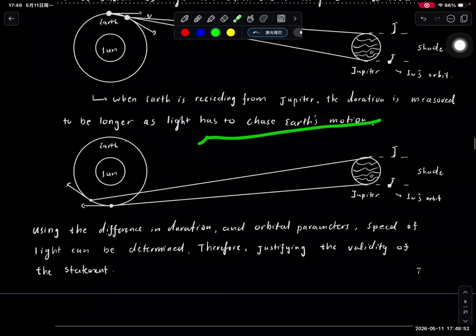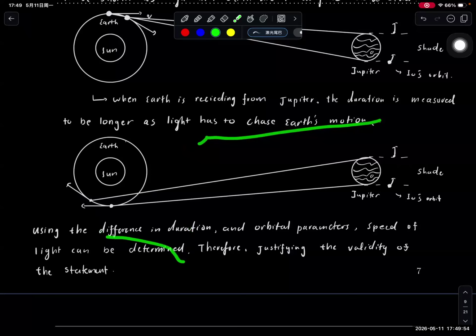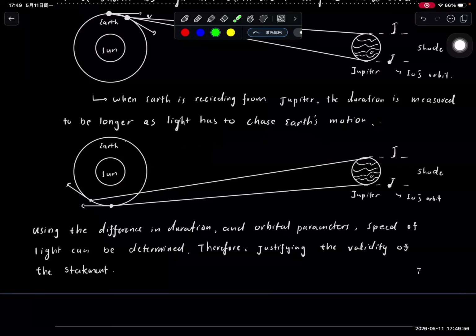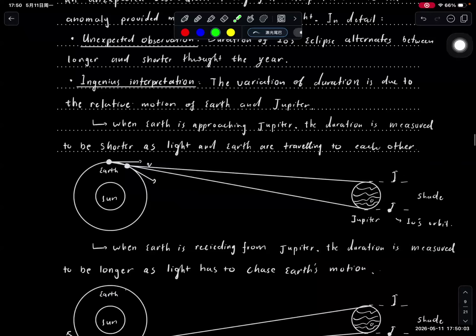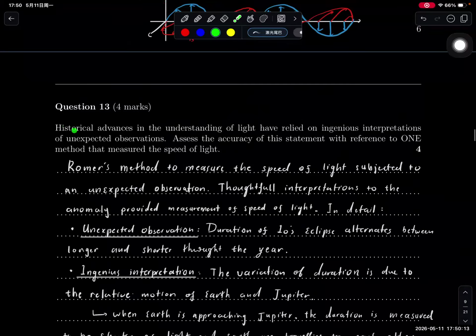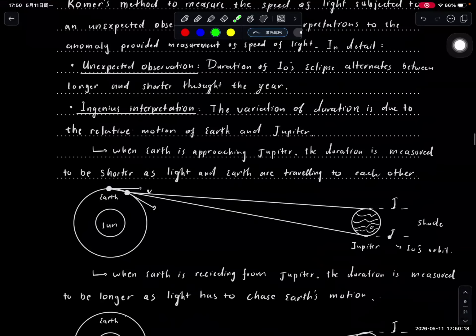Now, using the difference in the duration, we can work out how long it takes for light to travel, and the speed of light, justifying the validity of the statement. This was an unexpected result, and through the analysis of the unexpected result, we were able to calculate the speed of light. That is this statement, and we have evidence: the evidence is Romer's experiment.